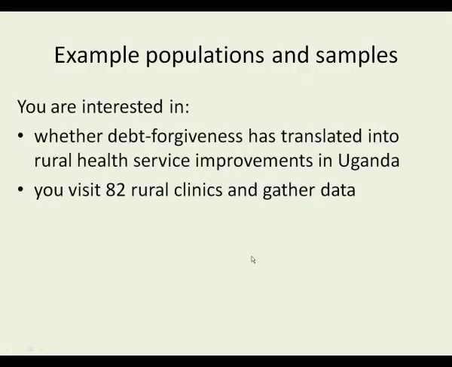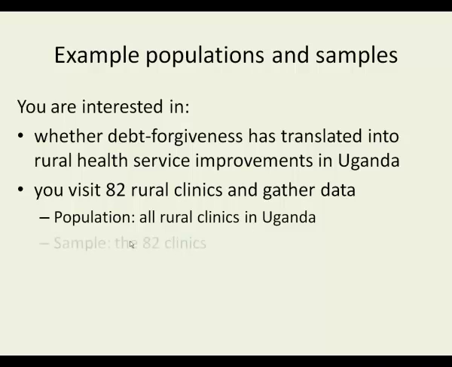You're interested in some nice economics. Has debt forgiveness translated into rural health service improvements in Uganda? So is HIPC working, the Highly Indebted Poor Countries Initiative and Poverty Reduction Strategy Papers? Is this having the desired effect in Uganda? Well, let's see. You want to know about all the rural health service improvements in Uganda. There's a few thousand rural clinics, but you just visit 82 rural clinics and get some data. So the population is all the rural clinics. You want to say something about all that rural health service. Your sample is those 82.